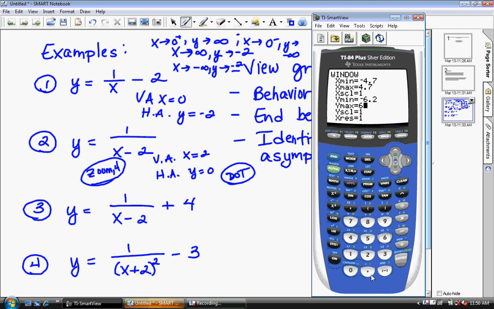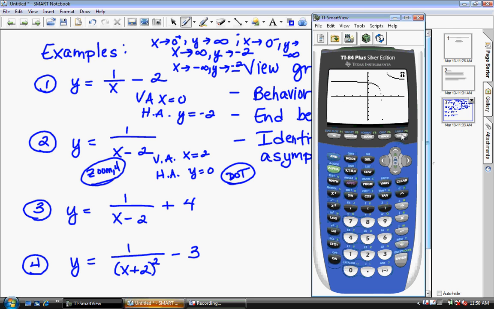And positive 6.2. And graph it. So I can still get a window that's really accurate, just shifting it or doubling it. So here I see that I have this asymptote down at x equals 2, and I have a horizontal asymptote now at y is equal to 4.